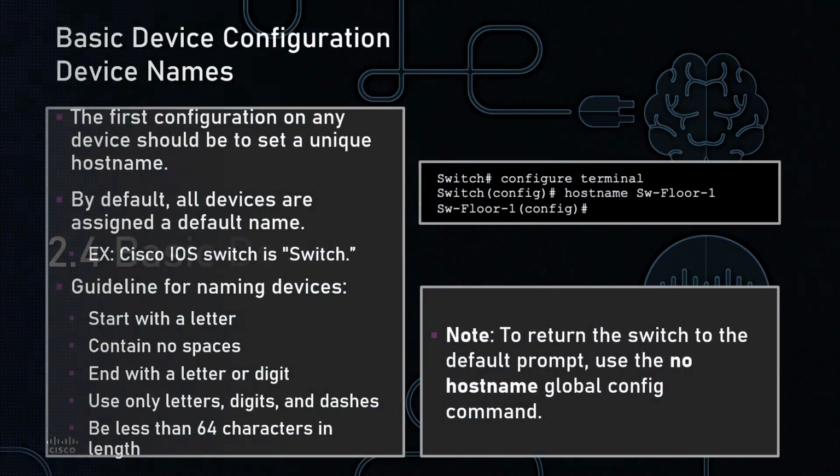Basic device configuration. The first configuration on any device should be to set up a unique host name. By default, everything's given a default name based on what it is. So switches are called switch, routers are called router, things like that. Your conventions are start with a letter, end with a letter or digit, so no special characters. Letters, digits, and dashes are the only acceptable entries.